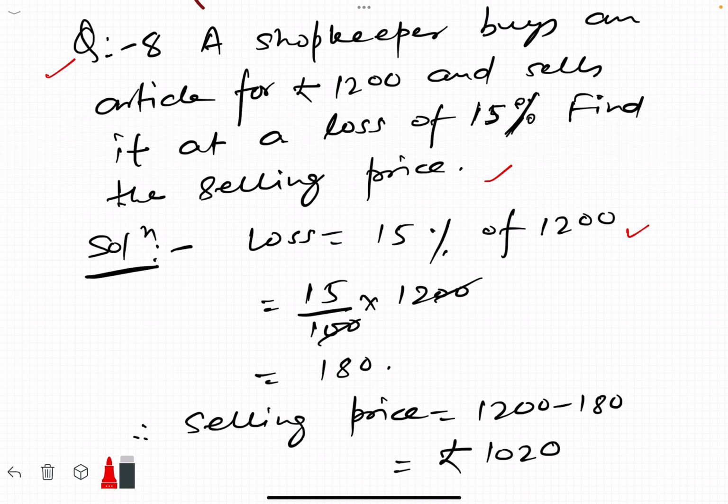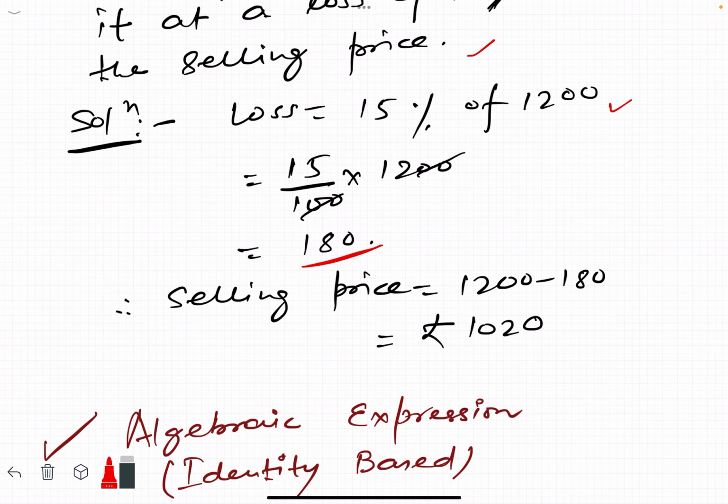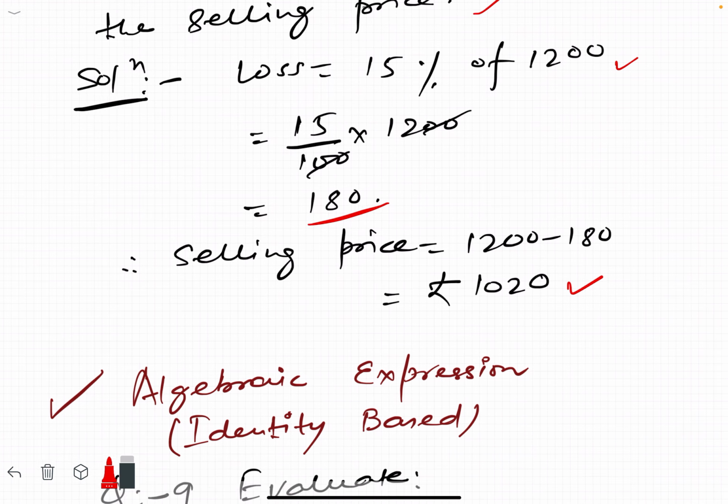Loss is equal to 15% of 1200. That is 15 by 100 into 1200. That is equal to 180. So selling price is 1200 minus 180. That is rupees 1020.